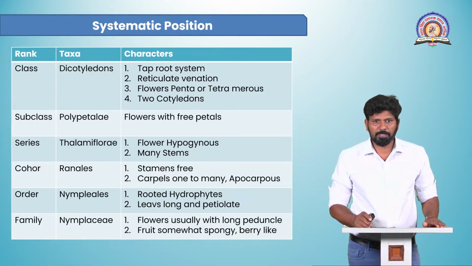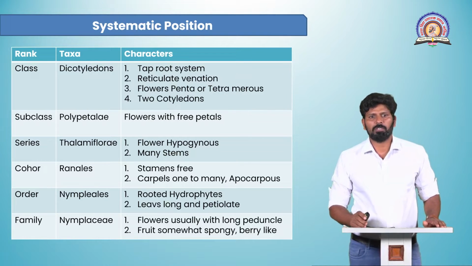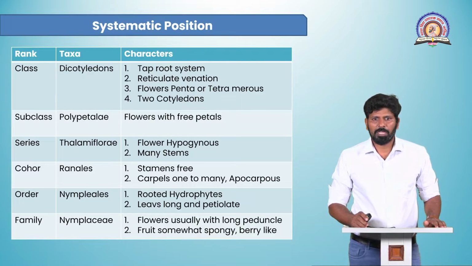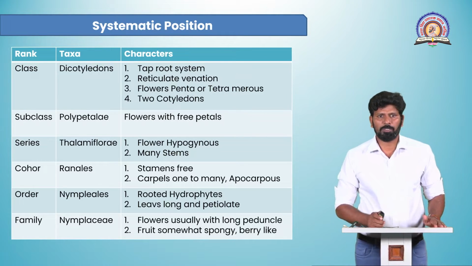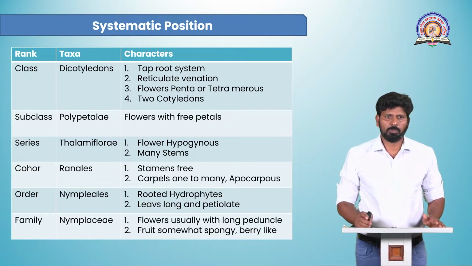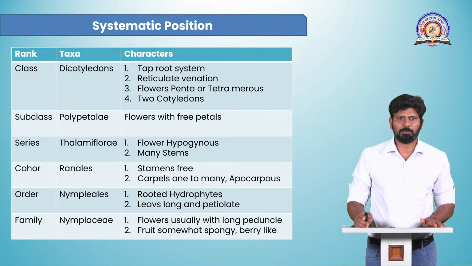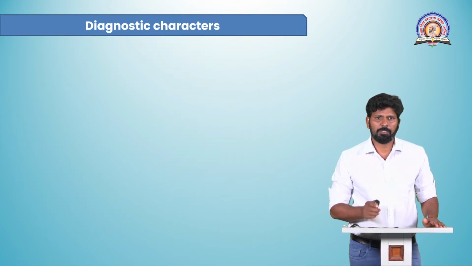Then order Nymphaeales. Why is it placed in Nymphaeales? Because these are rooted hydrophytes and the leaves are long petiolate. And the family is Nymphaceae. The diagnostic characteristics for the family Nymphaceae are that the flowers are usually with a long peduncle and the fruit is somewhat spongy or berry-like. This is the systematic position of the family Nymphaceae according to Bentham and Hooker's classification system: class Dicotyledon, subclass Polypetalae, series Thalamiflorae, cohort Ranales, order Nymphaeales, and family Nymphaceae.